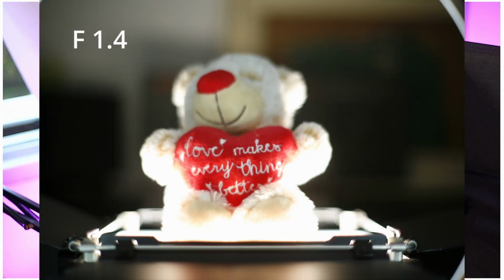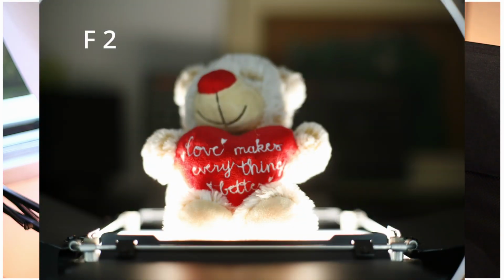I'm going to post the sample pictures right now. So you have here a sample picture at 1.4. This is the usual teddy bear. This time I'm focused on the letters on the heart. After that one, I'm going to post the f2 sample picture. Again, I'm focused on the lettering on the heart. Next, we'll have the 2.8.